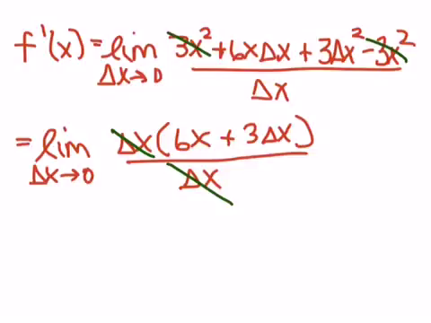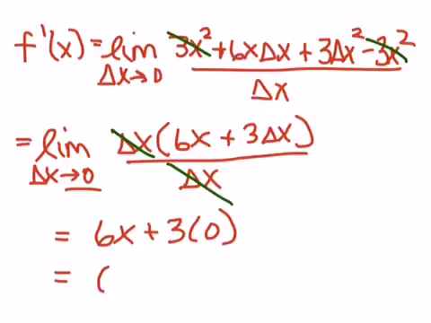At this point, I can plug in 0 for delta x. So if I plug in 0 for delta x, I'm going to get 6x plus 3 times 0, which is 6x. So my derivative, f prime, is 6x. That represents the slope of all tangent lines at any given x value for the equation y equals 3x squared minus 2.